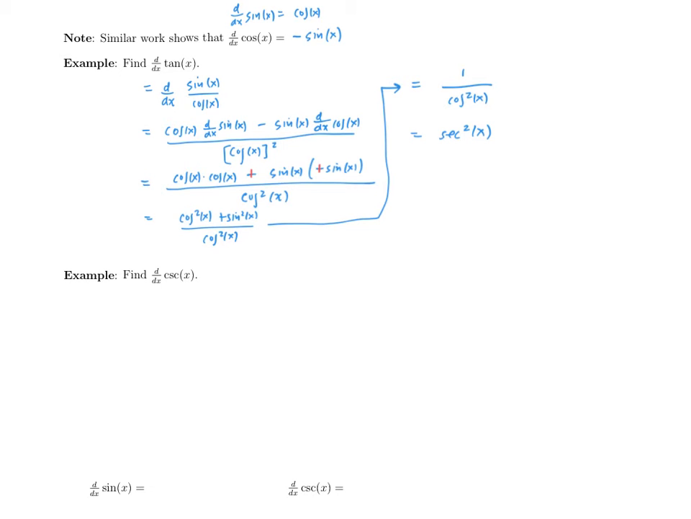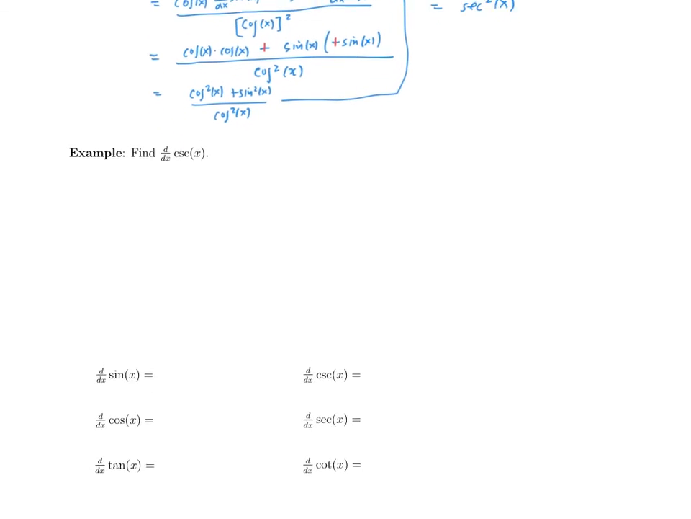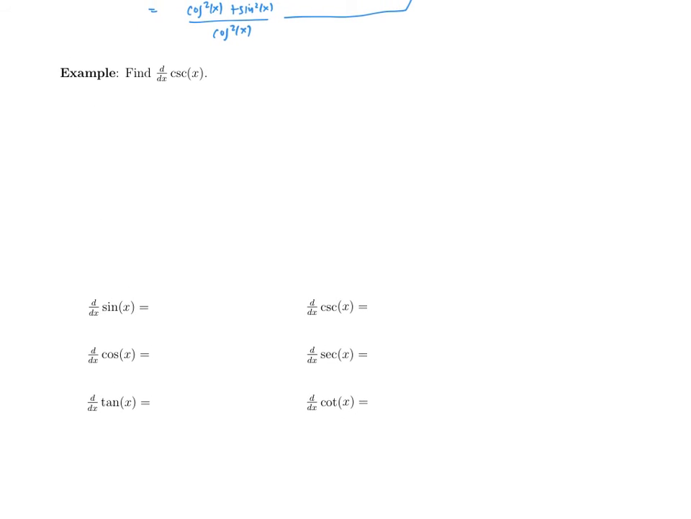And just to summarize a bit, we've noted that using the common formulas, the derivative of sine is cosine, and the derivative of cosine is minus sine, we can then use the quotient rule to differentiate the remaining 4 trig functions. And we just worked out the details for tangent. The derivative of tangent is secant squared.